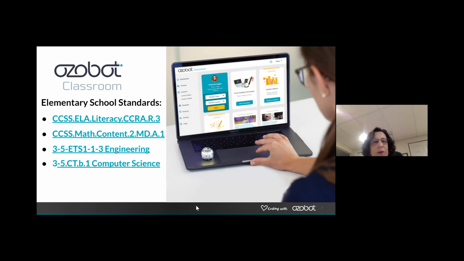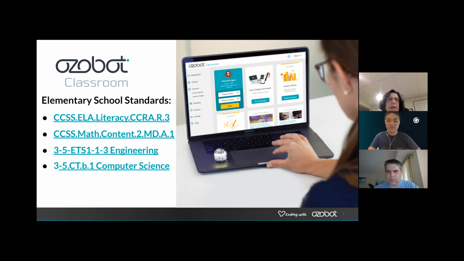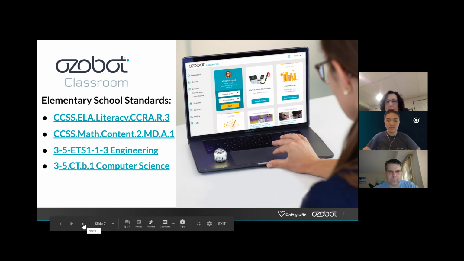Slides 7 through 13, we're going to look at school standards. I used a combination of Common Core and NGSS, as well as the computer science standards at a Massachusetts framework. I have also used international ISTE standards and Computer Science Teachers Association standards, as well as UDL and CASEL standards. So that's what these slides are about.